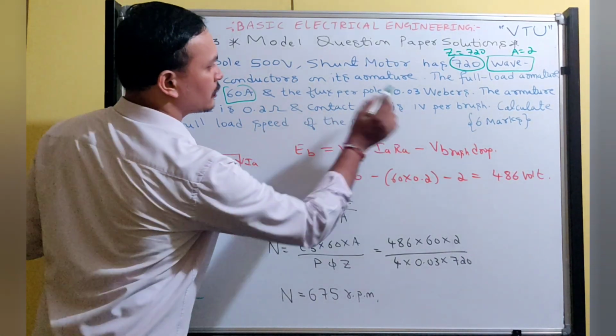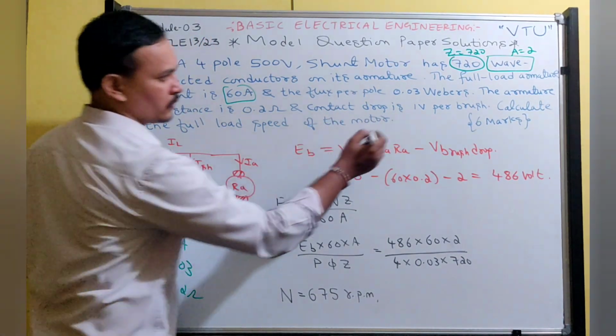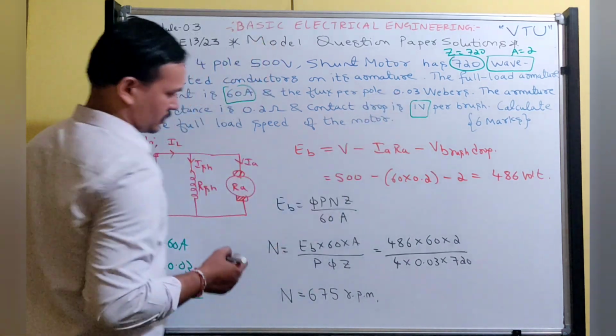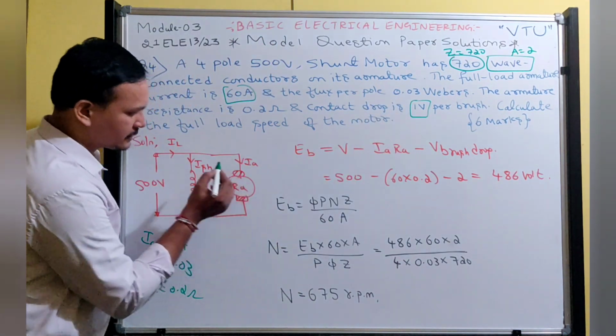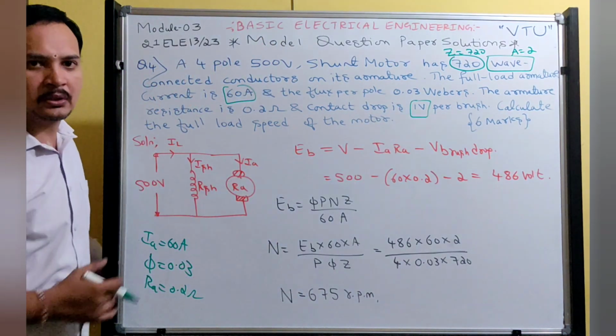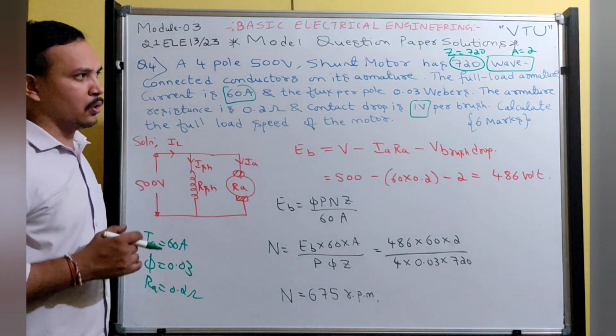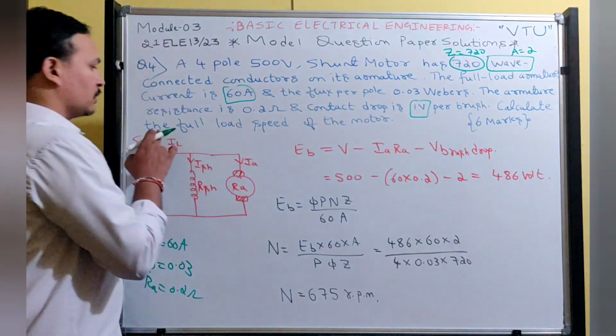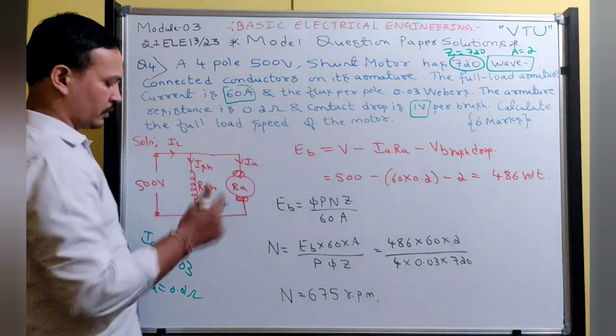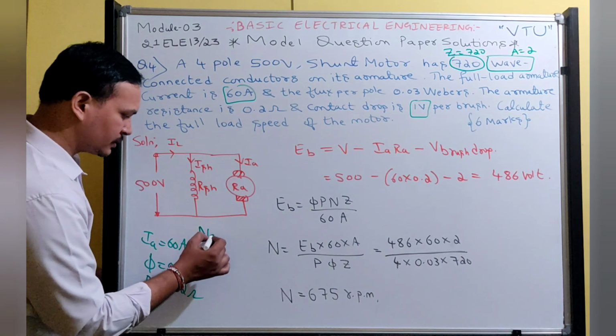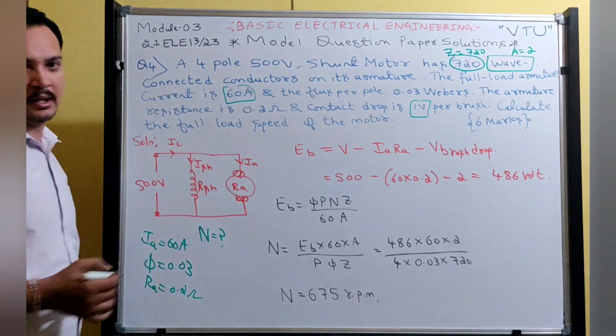And the contact drop is 1 volt per brush. So this is one contact, this is another contact. What will be the total contact drop? 2 volts. Calculate the full load speed of the motor. They are asking what is the speed of the motor.